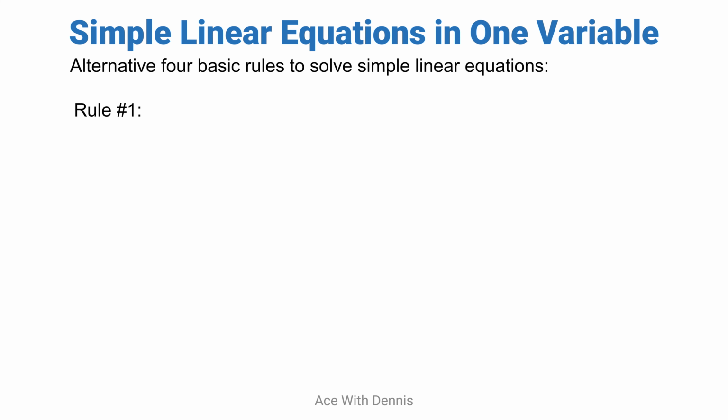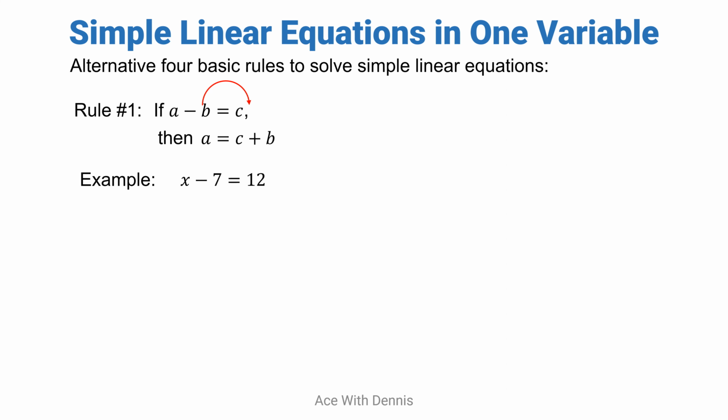So here is rule number 1. If a minus b equals c, we move the b to the right-hand side, and from minus it becomes plus. So then a equals c plus b.